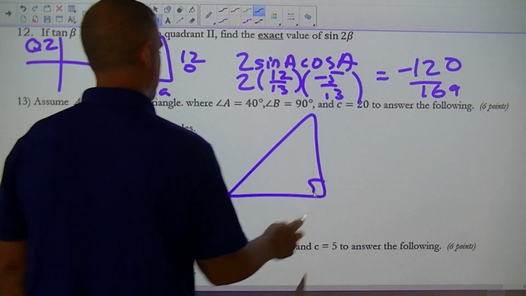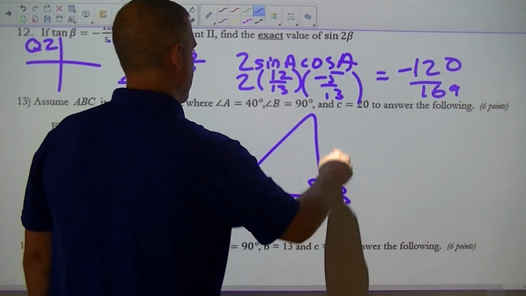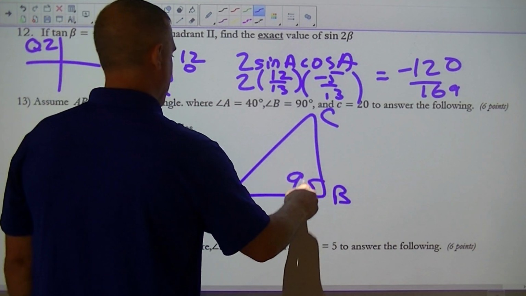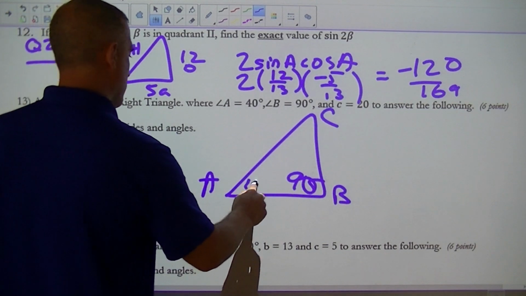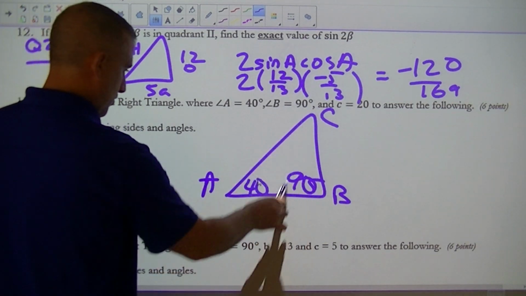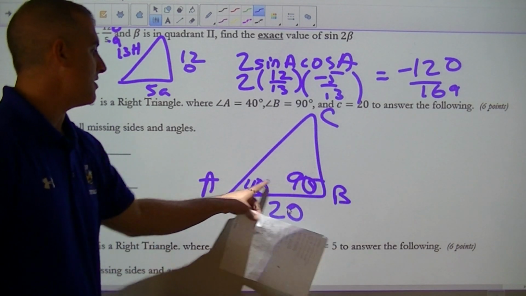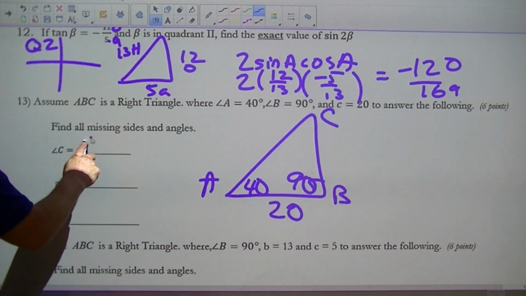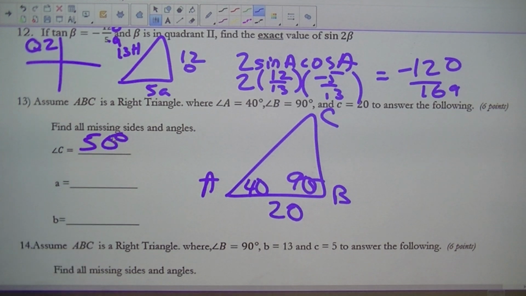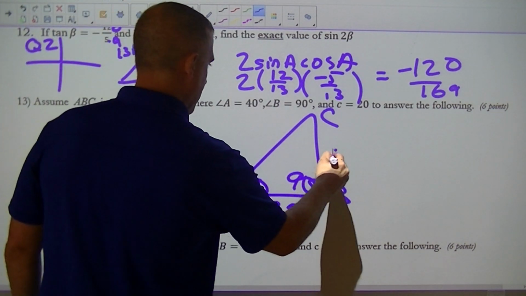This is just some simple trig stuff. A, B, C. B is 90. A is 40. Little c, which would be right here, would be 20. The easiest thing to find first is this angle. These angles have to add up to 180, so that's got to be 50. To get little a, which would be right here.